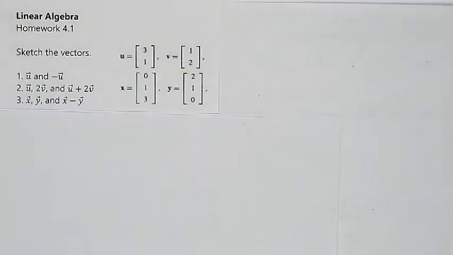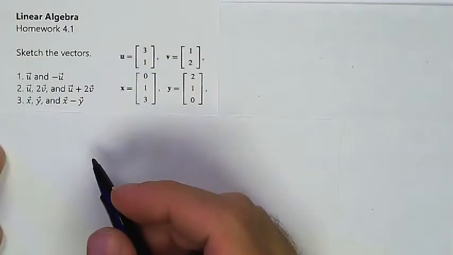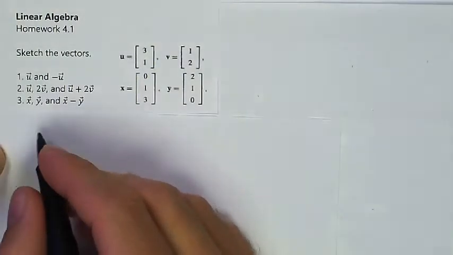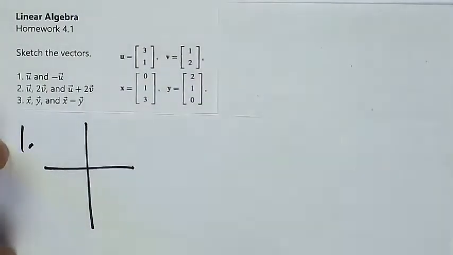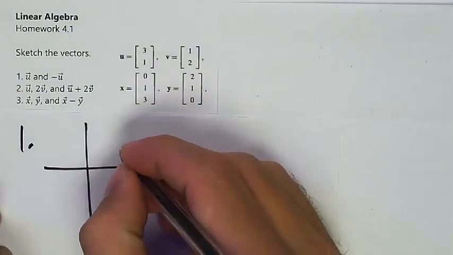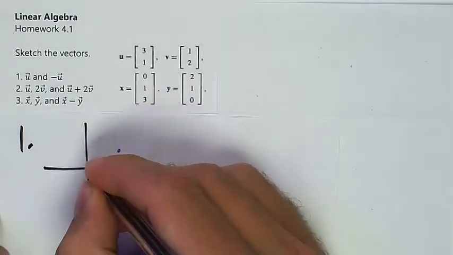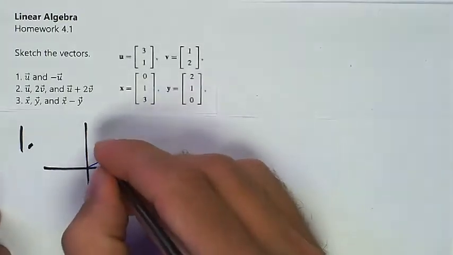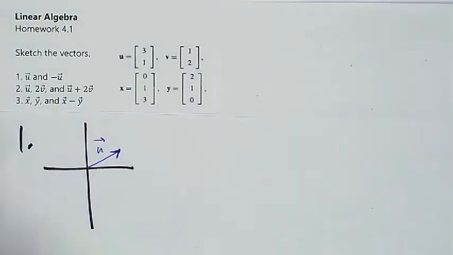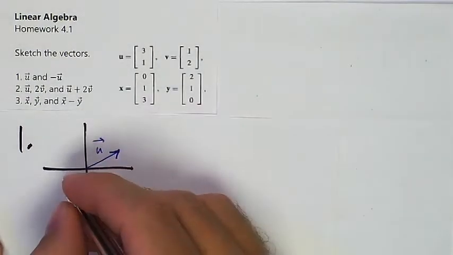All right, so the first set of problems is just sketch vectors. The first one is u and negative u, and that's obviously going to be pretty easy because you use a two-dimensional vector. So I'm going to just say number 1, just draw R2. Maybe I'll use the color for u. U is x is 3 and y is 1. So that's going to be u right there. And then I'll draw negative u in red. It's going to be the same, but in the opposite direction.